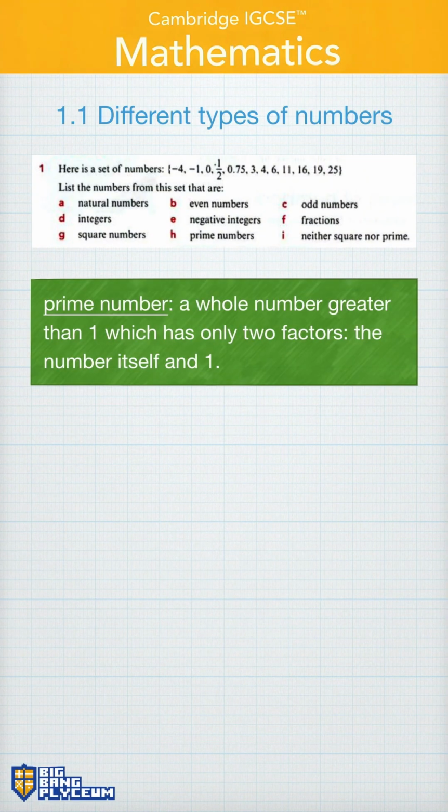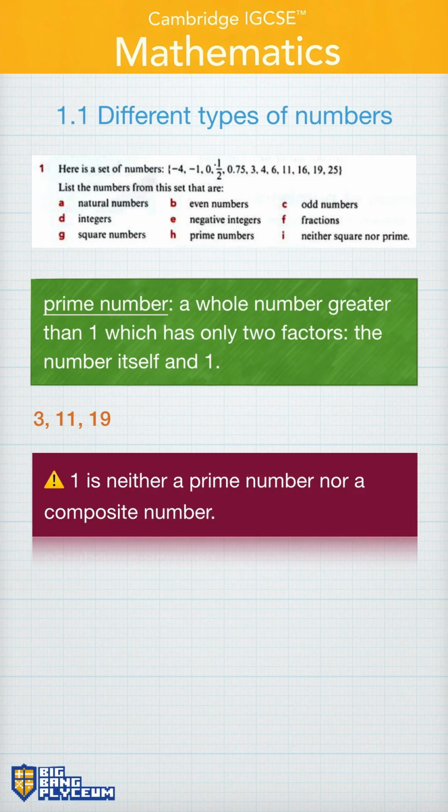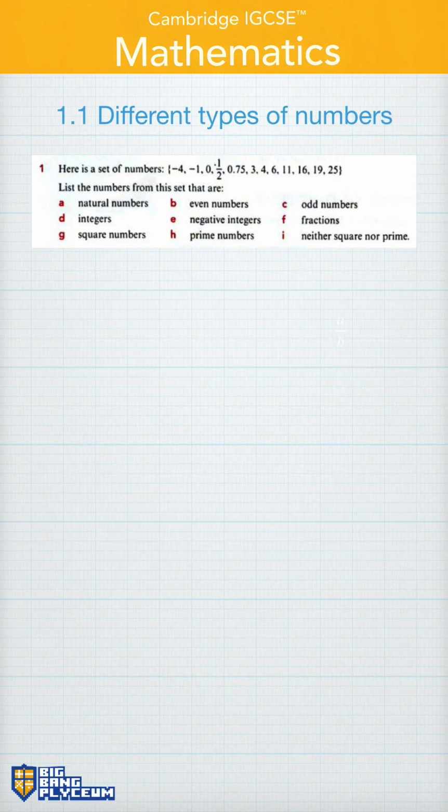And then, prime number. It is defined as a whole number greater than 1, which has only 2 factors, the number itself and 1. So among these, we have 3 prime numbers here, 3, 11, 19. When you try to divide this number by 1 and itself, it's okay, but you cannot find any other number to divide it. And pay attention that 1 is neither a prime number nor a composite number, because it does not belong to its definition.